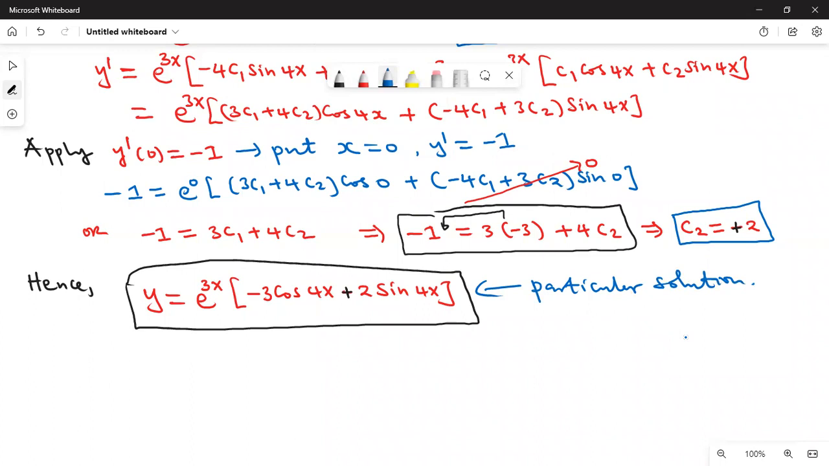Now that's how to solve homogeneous ODEs of the second order and linear with constant coefficients.